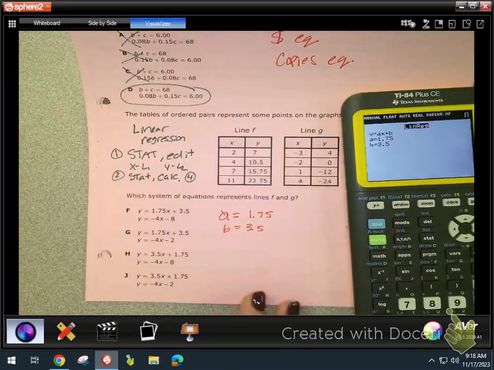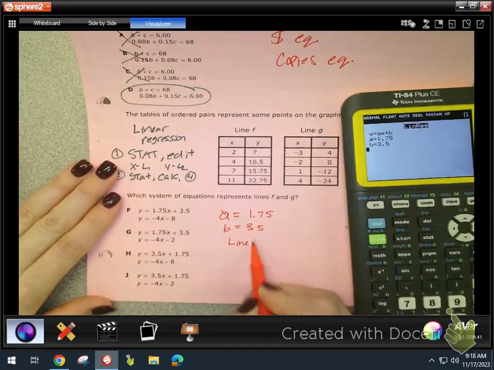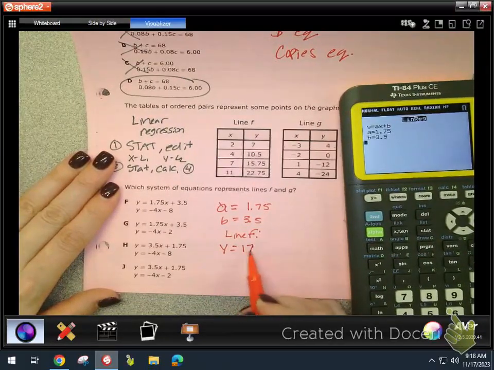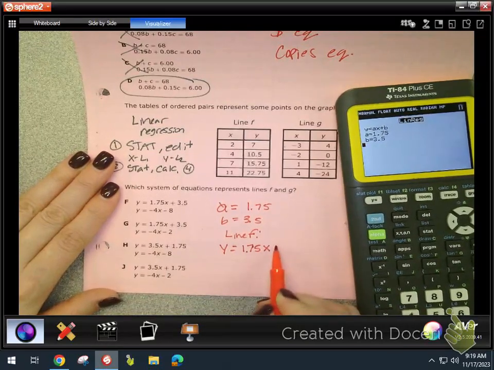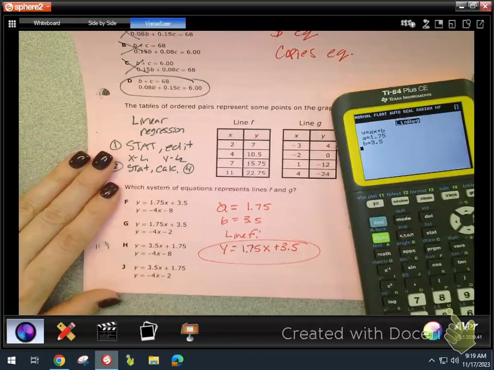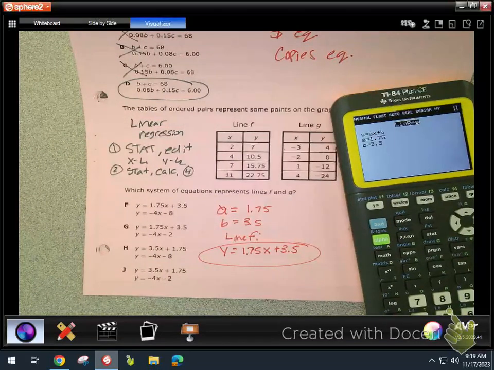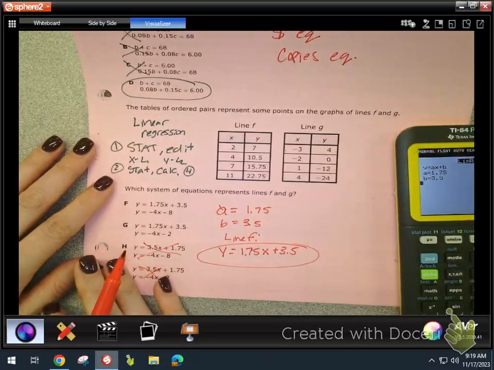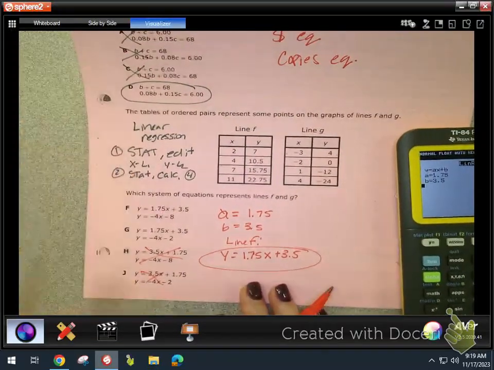So how do we actually put that together as an equation for line F? Y equals what? 1.75x plus 3.5. Okay, that's the equation for this line. The slope is 1.75. What's the y-intercept? 3.5. The b. That's the same one. Okay? So can we eliminate any answer choices here? H and J. Knock them out. All right, so now here's the thing. This problem technically had two tables. So we're going to do the same thing, but with the other table.